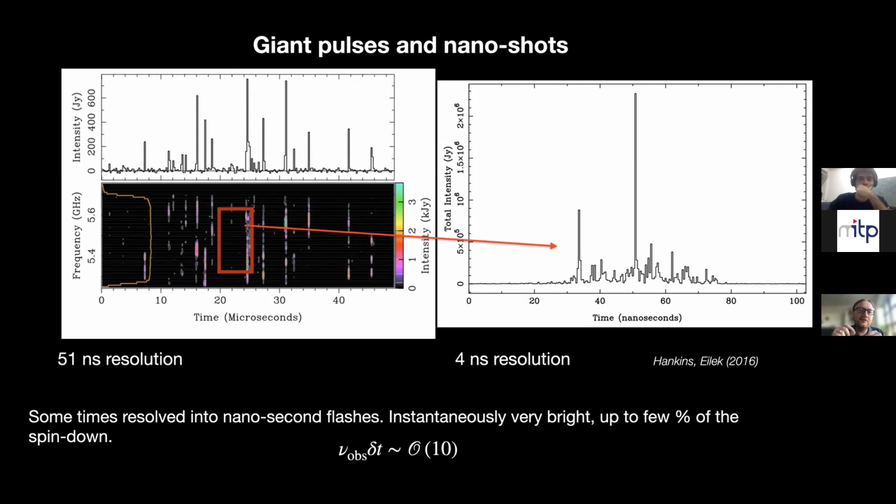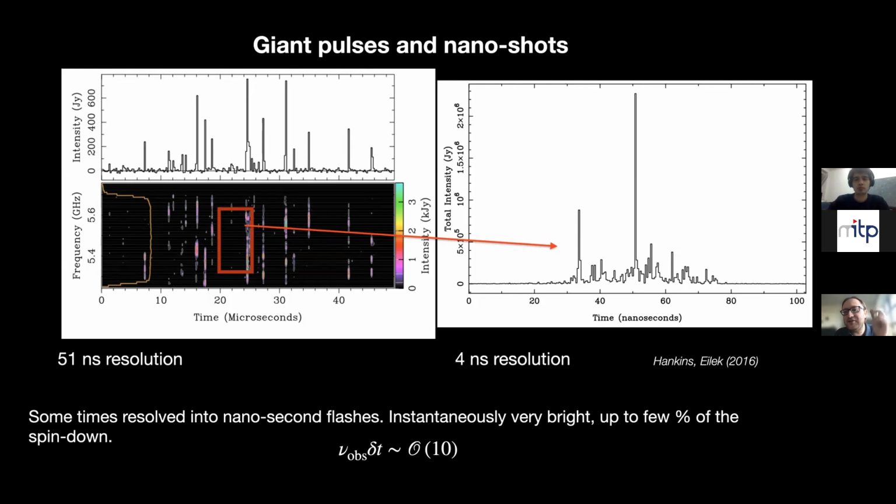So you basically see individual broadband shots of roughly few microsecond long emission. And then some of this you can resolve even further into nanosecond long shots. So you have ridiculously bright radio emission coming almost over 4 nanoseconds. And if you do a quick algebra, you'll understand that the product of observed frequency times duration is order of unity. You have gigahertz emission over a few nanosecond duration.